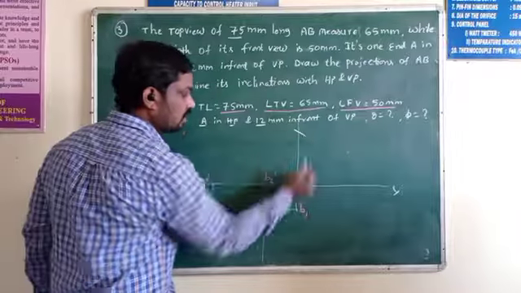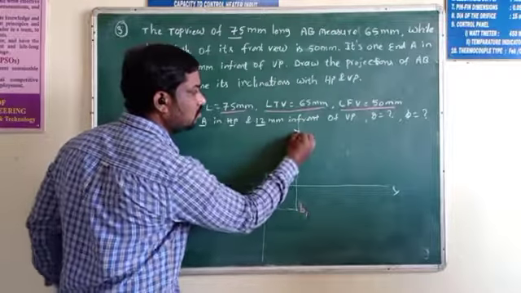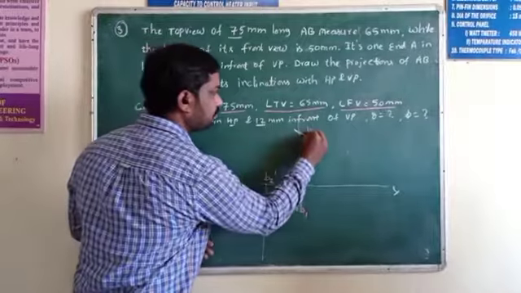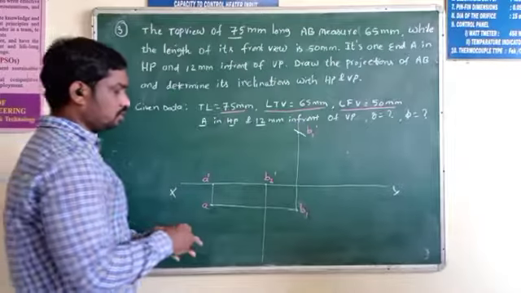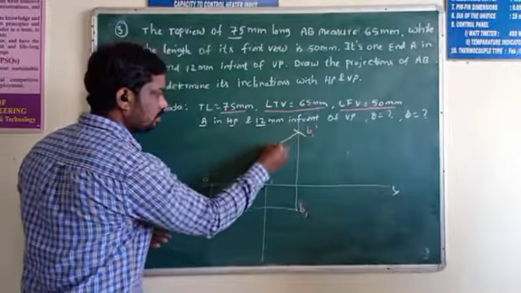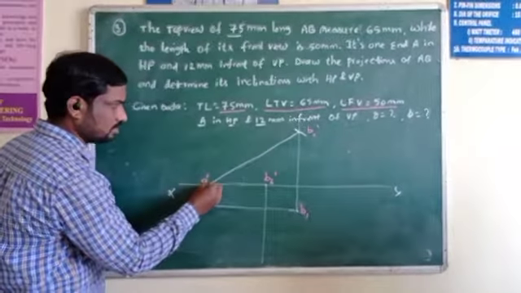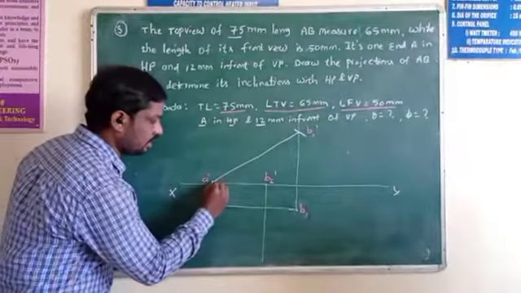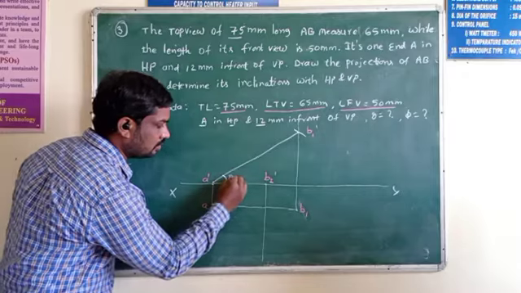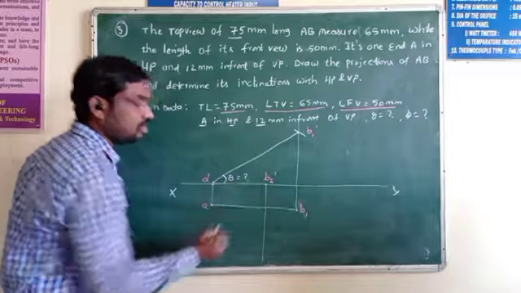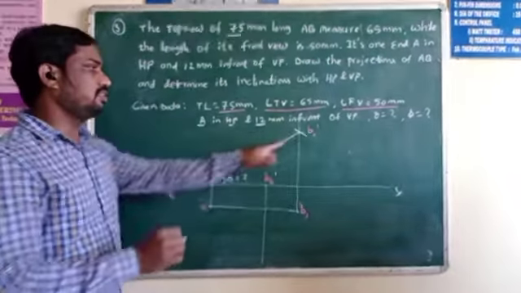So now this one is corresponding B1, corresponding, what is this one? B1 dash. Now join this line, we will get the true length. This is the true length. So this is an angle theta. This is how much angle you have to find out. Okay, this is the true length.